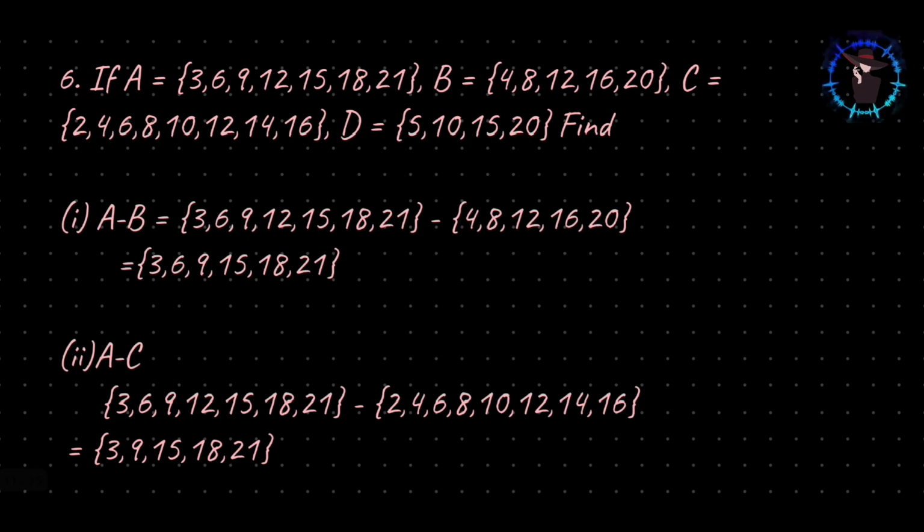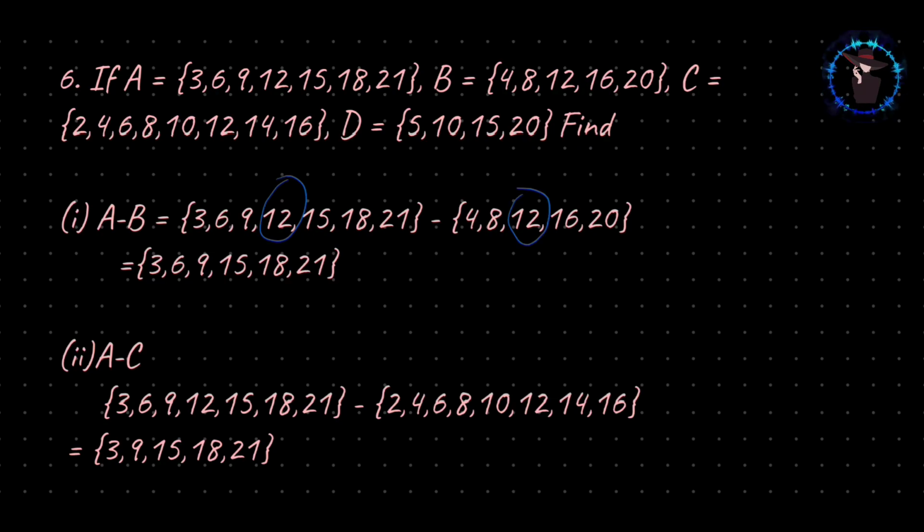Sixth question. If A is equal to 3, 6, 9, 12, 15, 18, 21. B is equal to 4, 8, 12, 16 and 20. C is equal to 2, 4, 6, 8, 10, 12, 14, 16. And D is equal to 5, 10, 15, 20. Find A minus B. We'll add the values of A and B. Now the answer is only the ones that are present in A, not even the intersection part. We got 12 here, right?